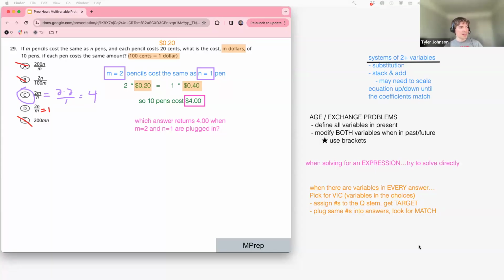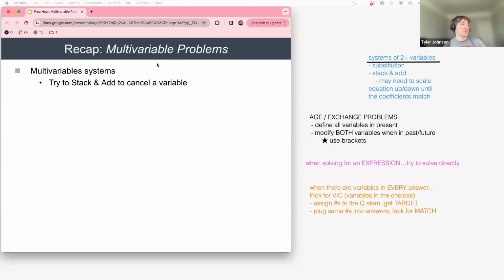Okay, so that just about does it. Before I let you all go here, I want to quickly recap some of the things we talked about today. So remember, when you've got multivariable systems, there's nothing wrong with substitution, but I do find stack and add or stack and subtract to be a little faster, a little easier mentally to process. So that's what I'm trying to do when I have multiple variables involved. And if I'm in a situation where I'm not solving for a single variable, but rather some expression that relates multiple variables, see if you can arrive directly at that expression.